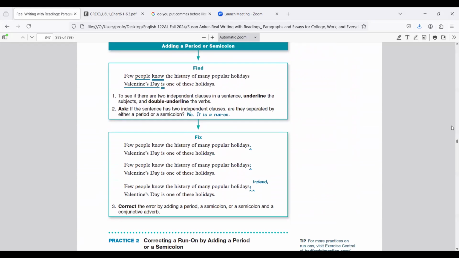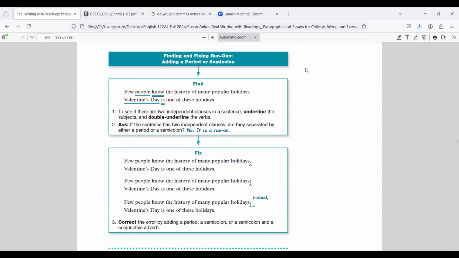Here is a very nice summary of fixing run-ons, adding a period or semicolon. So first find it. So we see that this is our run-on. You see we have the subject here, the verb, but then again we have a new subject and a new verb. So we see that this is a fused sentence, okay? So you can just put a period, put a semicolon, or you could put a conjunctive adverb, okay? But as is, it's incorrect.